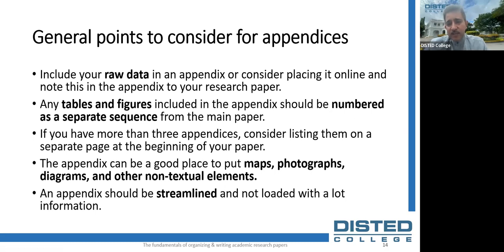The appendix can be a good place to put maps, photographs, certain diagrams, and other non-textual elements, if you feel that it will help the reader to understand the context of your paper. But remember that the paper should still be understandable without them. That's why it's an appendix. An appendix should be streamlined and not loaded with a lot of information. If you have a very long and complex appendix, it is a good idea to break it down into separate appendices, allowing the reader to find the relevant information quickly from the paper.